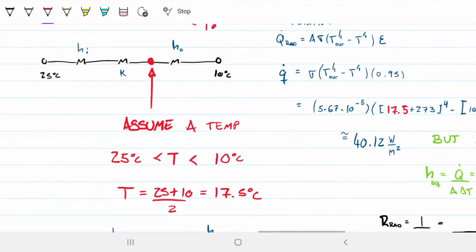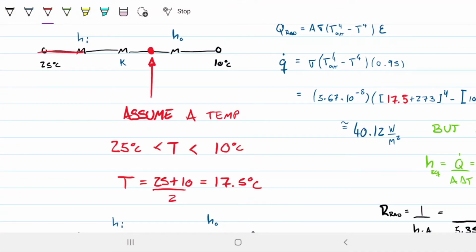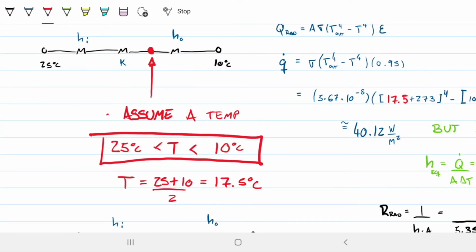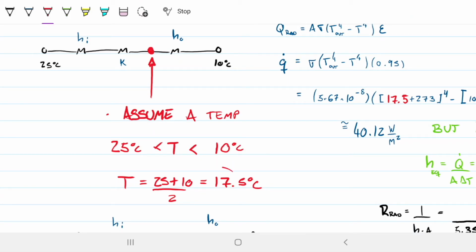And then what I did here is, instead of doing the simple thing, ignoring radiation, I just guessed this temperature. The guess that I took, because I know for sure it has to fall between 10 and 25, was the value right in between. I just took the simple mean: 25 plus 10 divided by 2, 17.5, and that was my initial assumption. So instead of doing the calculations, I just jumped straight into it.